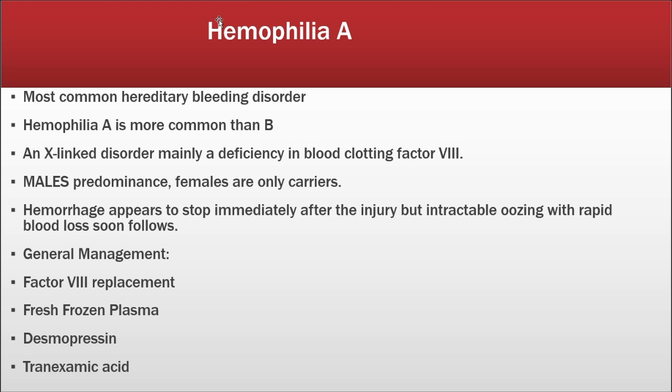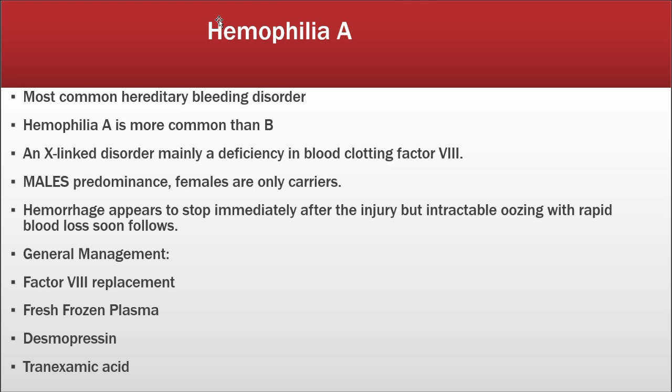The PT and the INR, these are usually related to the extrinsic pathway, and there is nothing wrong with them, so we will have normal PT and normal INR. PTT will be prolonged and factor VIII will be reduced. Here, hemorrhage stops immediately after the injury, normal like any patient, but intractable oozing starts to appear, and rapid blood loss follows that.